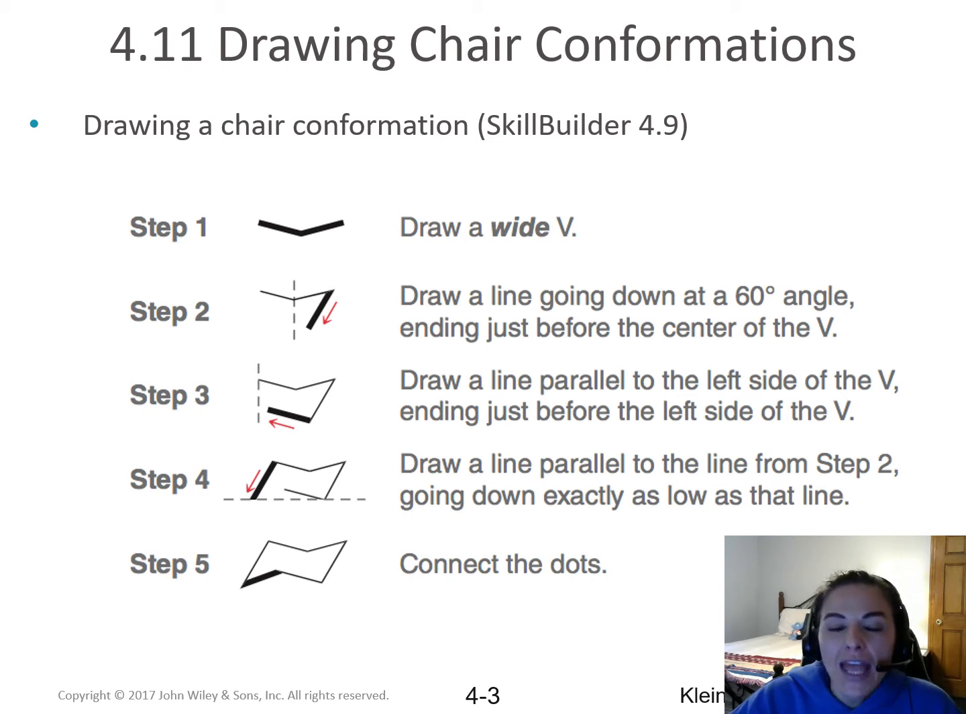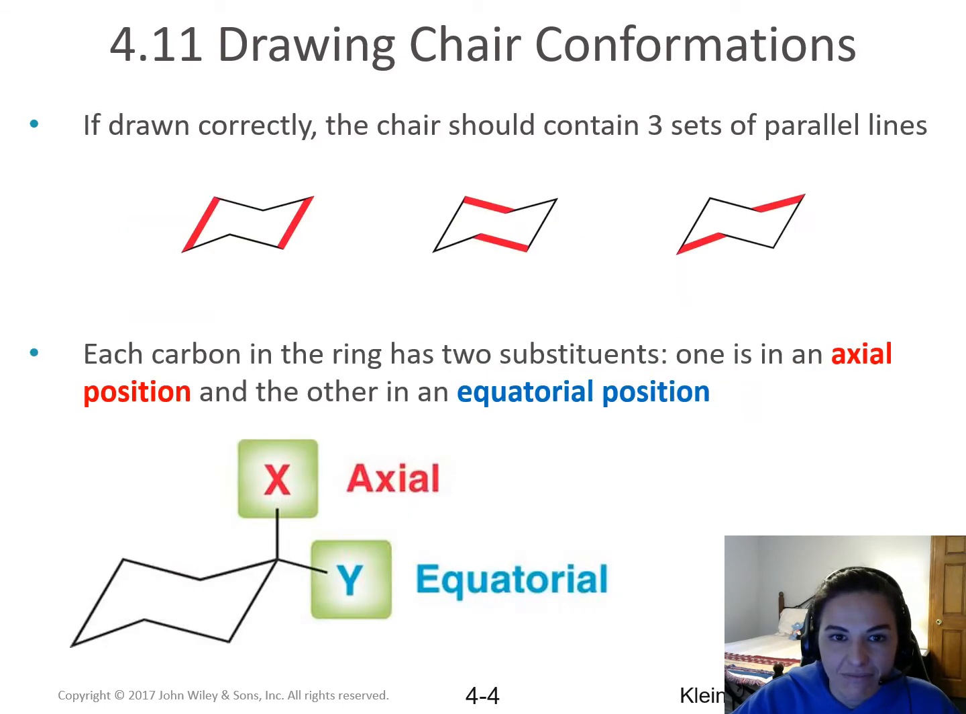Then draw a line parallel to the left side of the V, ending just before the left side of the V. Again, in step 3, you can see we draw a parallel line, and it's not quite as long as the line that we are drawing it parallel to. Draw a parallel line to the line from step 2, going down exactly as low as that line, and then finally connect our last 2 dots. If drawn correctly, the chair should contain 3 sets of parallel lines.